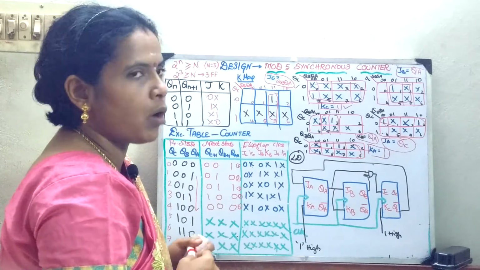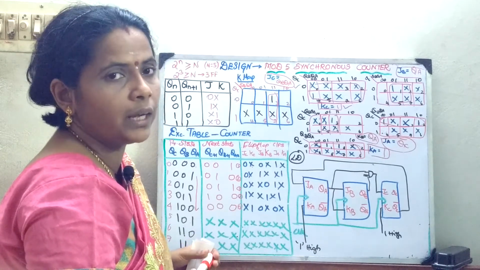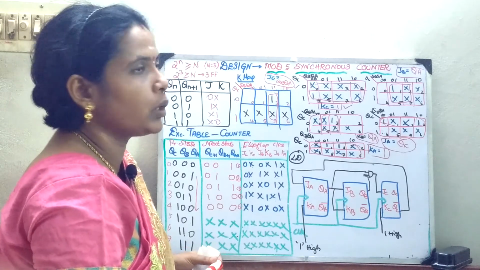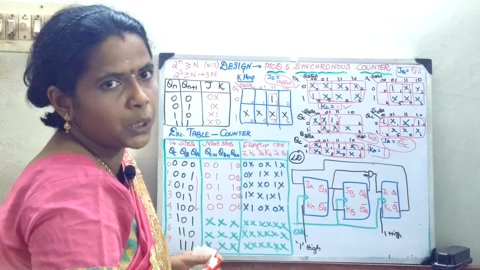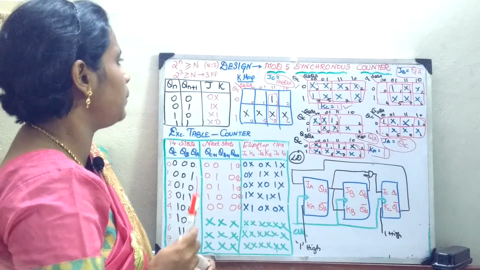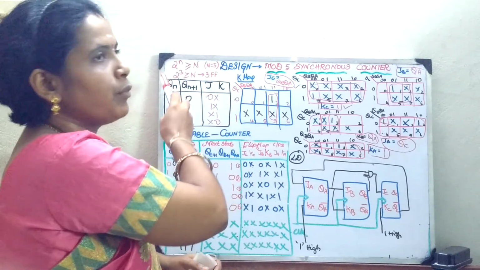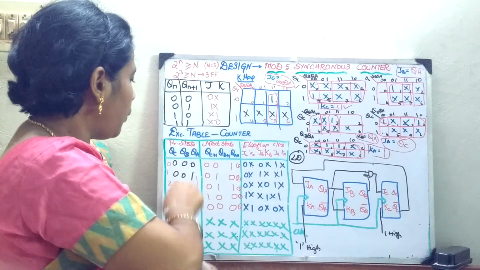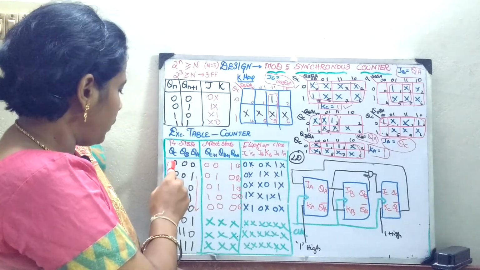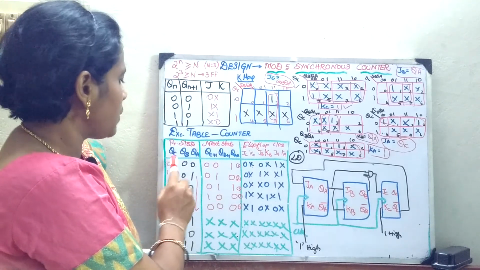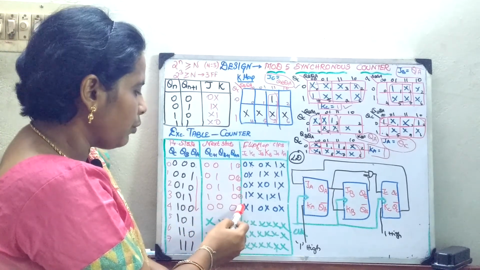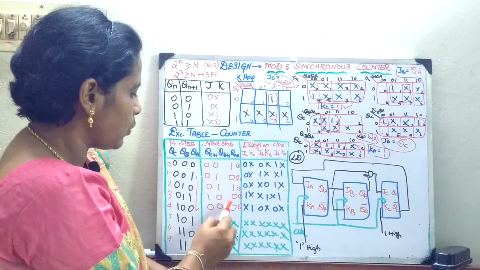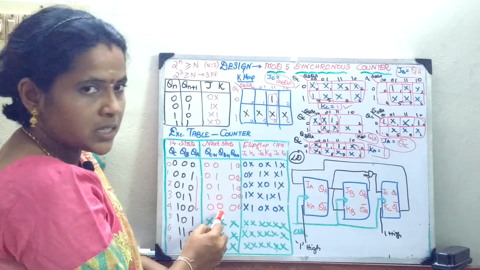Like this, for any mod 6 or mod 10 synchronous counter, anything you can decide depending upon the flip-flop given. The only thing you should know is your excitation table. So what are the steps we have seen? First check how many flip-flops are required. Depending upon that, write the present state. When the present state is 0, the next state will be 0, 0, 1. You have to write till 4, and here 5 should not come.